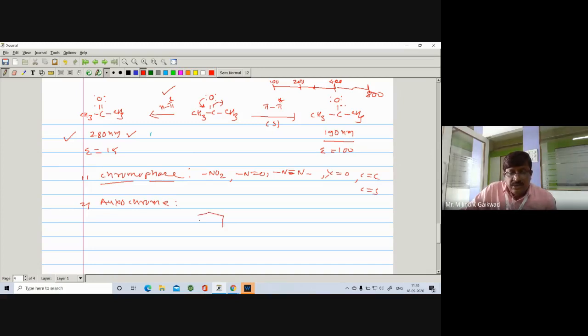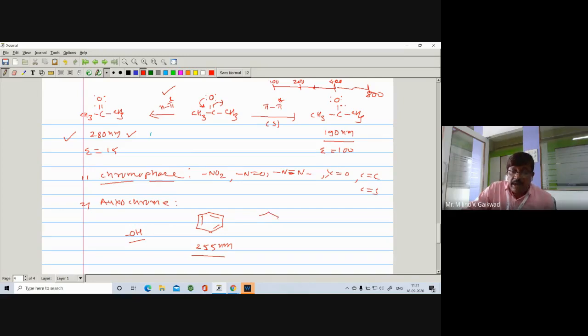Example, suppose this is your benzene, right? Here is the pi bond, pi bond, pi bond. This benzene appears at 255 nanometer. 255 nanometer means it is in the range of UV light, right? So it is a chromophore, right? But if you take the example of OH, phenol, this OH does not absorb this UV light, right? Means it is not a chromophore.